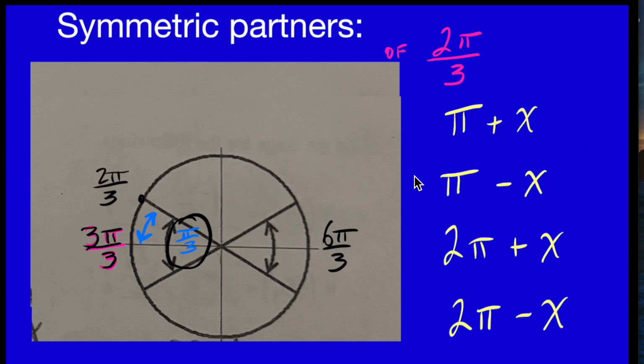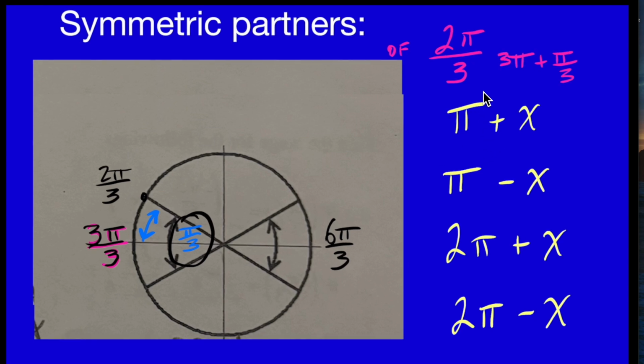So one symmetric partner is going to be pi plus pi over 3. So pi plus pi over 3. But folks, remember, we are in the world of threes. So we're going to change that pi to 3 pi over 3. And therefore, one of the symmetric partners, which is going to be right here, is going to be 4 pi over 3.